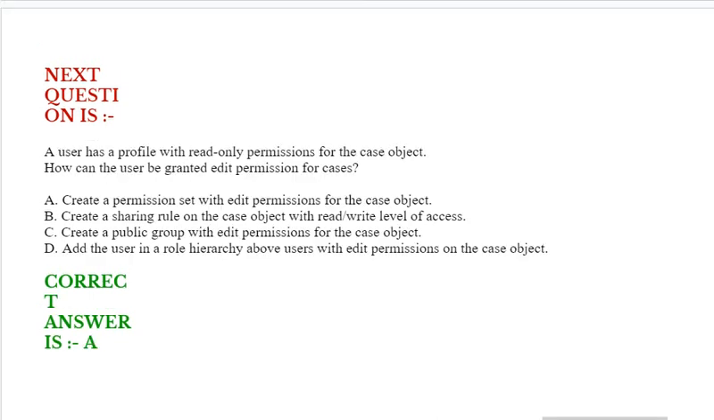Next question is, a user has a profile with read-only permissions for the case object. How can the user be granted edit permission for cases? Options are option A. Create a permission set with edit permissions for the case object. Option B. Create a sharing rule on the case object with read-write level of access. Option C. Create a public group with edit permissions for the case object. Option D. Add the user in a role hierarchy above users with edit permissions on the case object. Correct answer is option A.